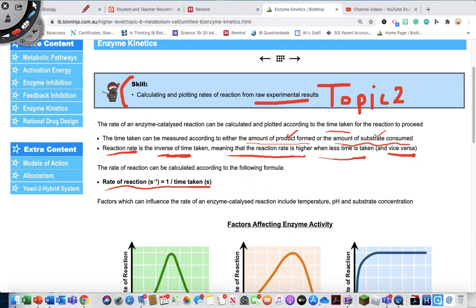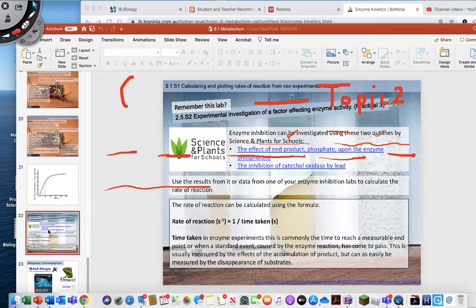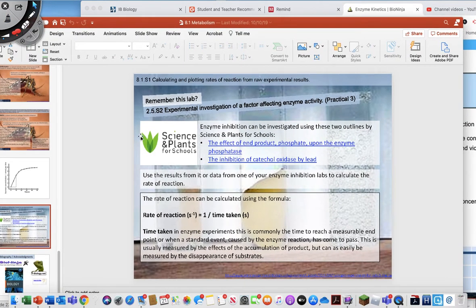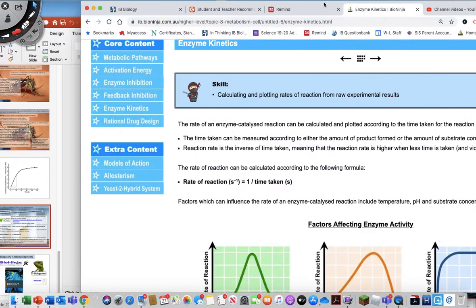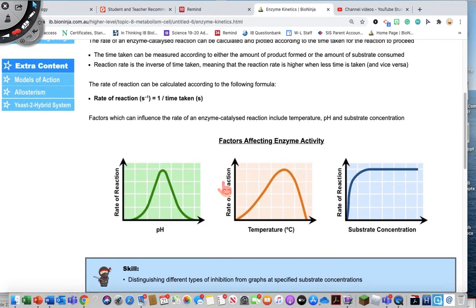In the PowerPoint that goes along with this, you also have a slide here that goes over topic 2.5, and it asks you to remember this. You probably did an investigation measuring factors affecting enzyme activity, and you were asked to calculate the rate of the reaction. All right, so let's look at the factors that affect enzyme activity.